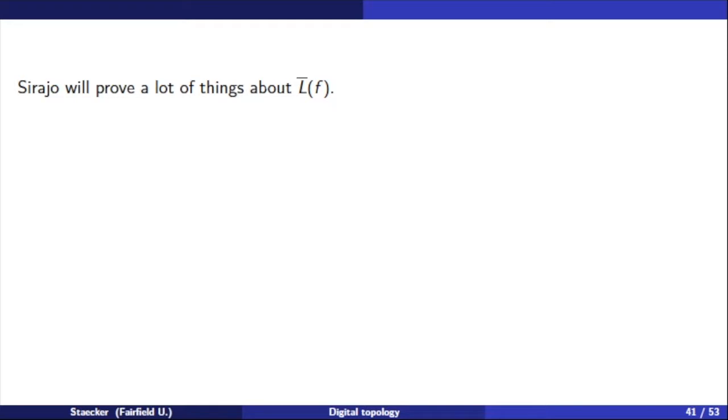So Sirajo is going to also prove a lot of things about the cubical Lefschetz number. It has slightly different properties with the homotopy and with the approximate fixed points. So this is interesting to me. In classical topology, we have only 1 Lefschetz number, but in digital images, it seems like there's actually 2, and maybe there are others with some other shapes I don't know about. But there's a simplicial Lefschetz number and a cubical Lefschetz number.